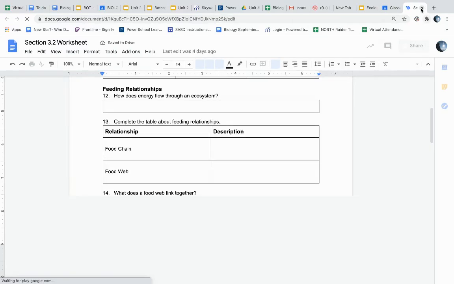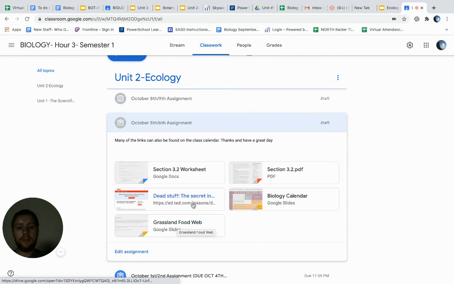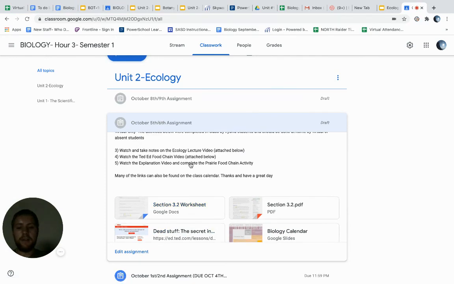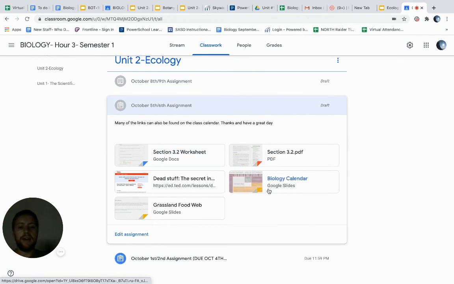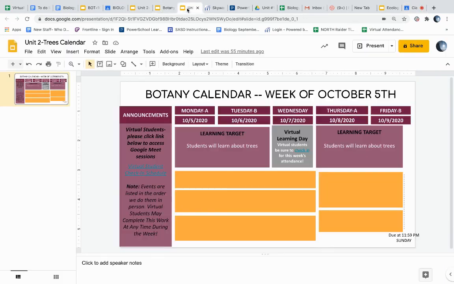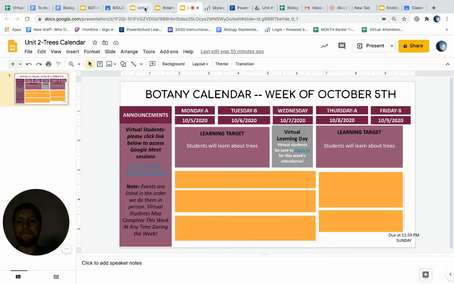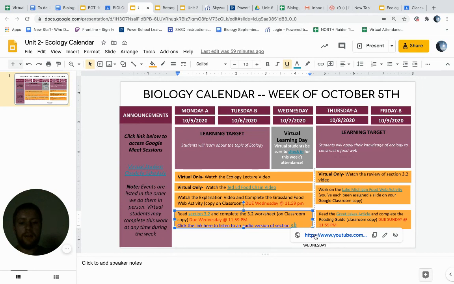All right, so that'll be it for today. Remember to also complete this grassland food web activity, and I'll post a short explanation video on that, and then check the calendar for any updates. And if you want to listen to an audio version of that text, there's always that option.